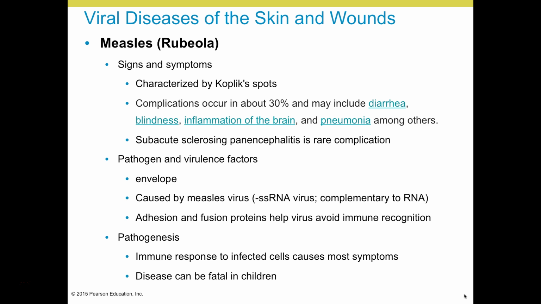When you look at the pathogen, this happens to be an enveloped virus, and that makes it more difficult. It is also single-stranded RNA, and that makes it very easy for them to replicate. They have adhesion and fusion proteins, receptors that help them get into the host very easily. The immune response to infected cells is quick. However, it can be fatal in children.